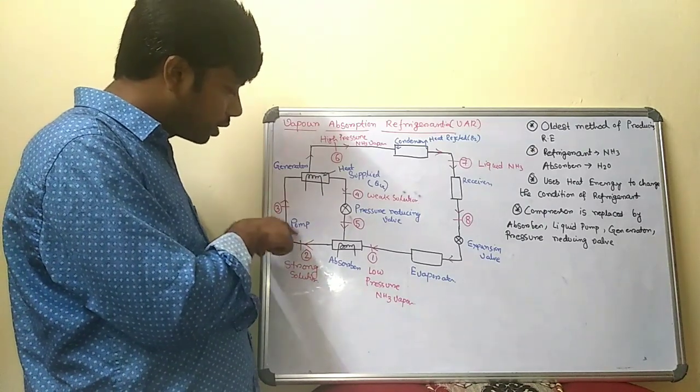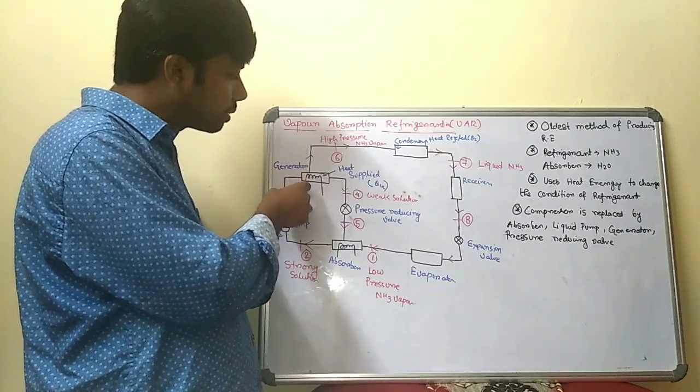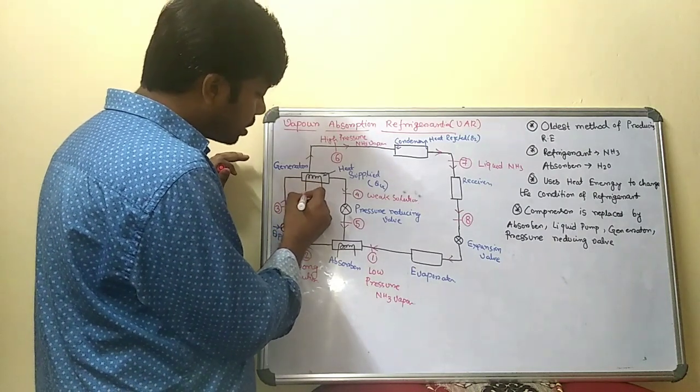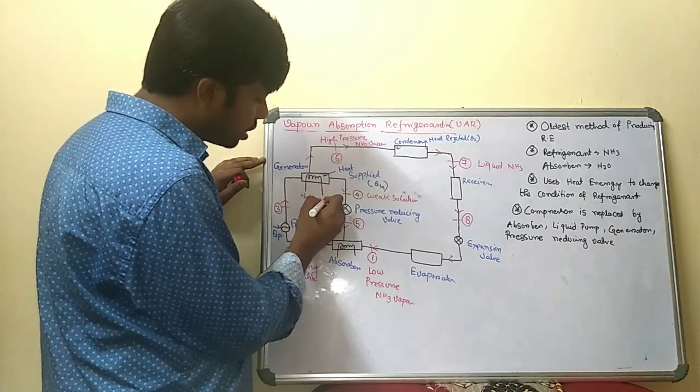By the liquid pump, the strong solution goes to the generator. In the generator, some heating coils are there. So this is a heating coil, where heat is produced.